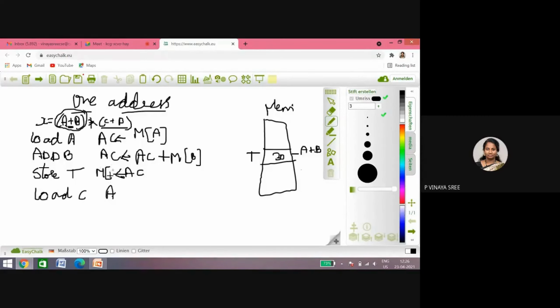a memory location t. Next, we are loading c into the accumulator. We are placing the contents of M of c in the accumulator, which is load c. Next is what? Add d. So add d indicates what, ma'am?